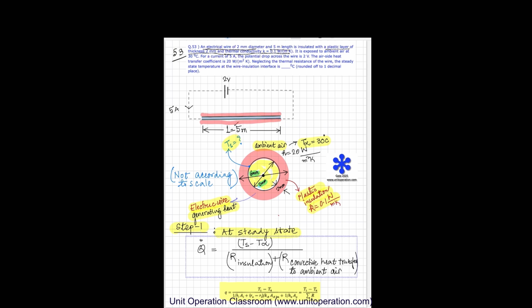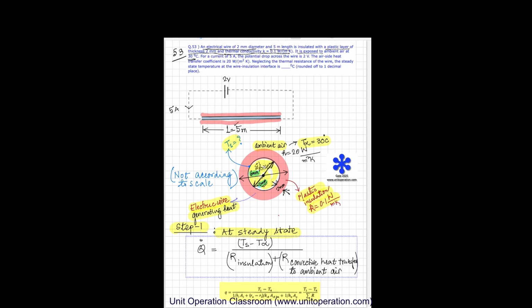It is exposed to ambient air at 30 degrees Celsius. So if this is my electrical wire, around it there is, so this is 2 mm diameter. So from here to here, this is 2 mm diameter. And around it there's a plastic insulation of 2 mm thickness. So this is my 2 mm thickness plastic insulation.